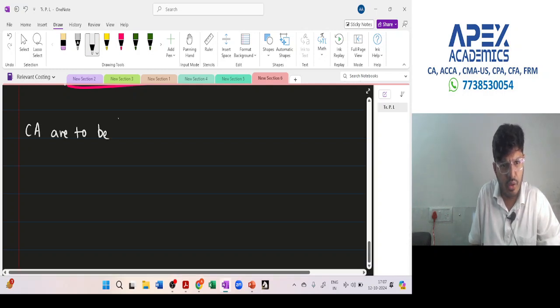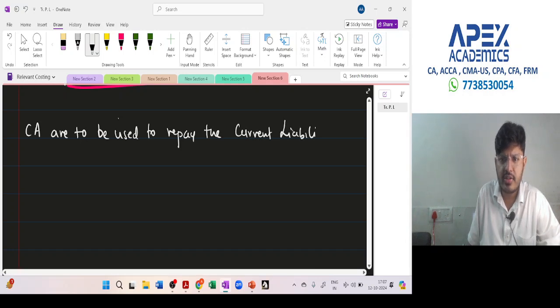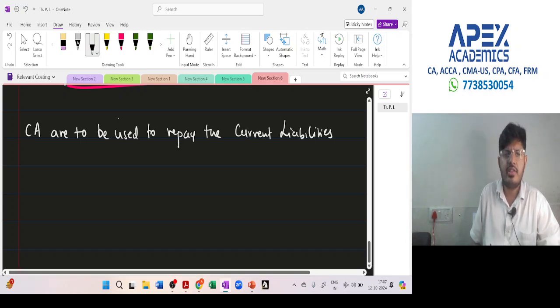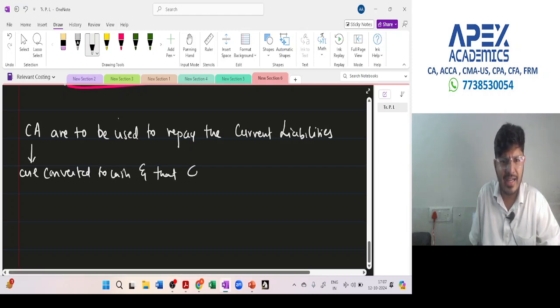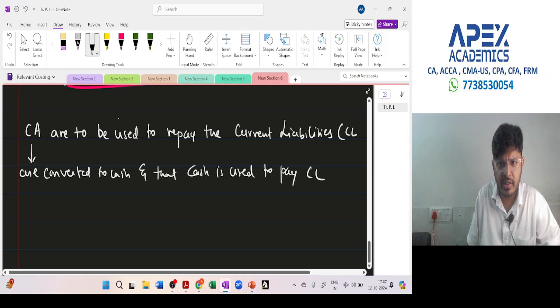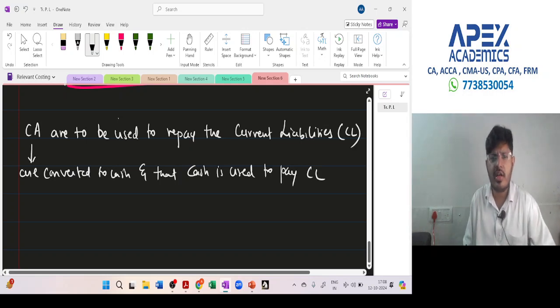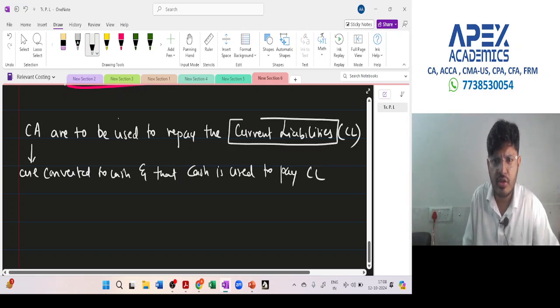Current assets are to be used to repay the current liabilities. To repay what? The current liabilities. Current assets are converted to cash, and that cash is used to pay current liabilities. Sir, what are current liabilities, you may ask?